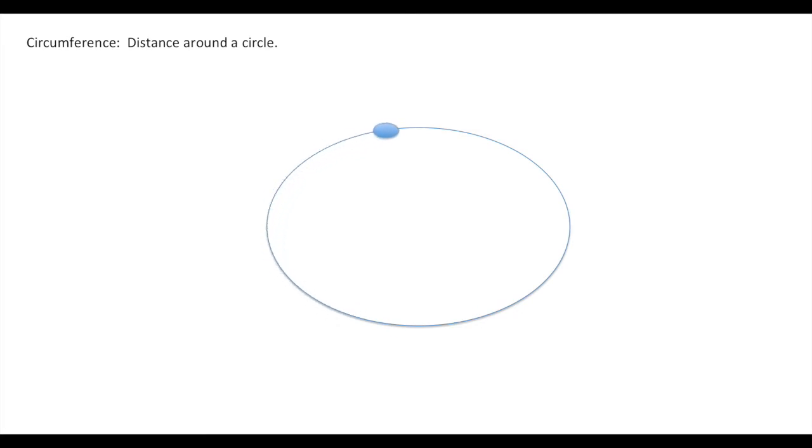Now, in other shapes, we refer to that distance around the shape as a perimeter. So, for example, if I wanted to know the perimeter of a triangle, I want to know the distance around it. All right. Now, a few things that we need to know about a circle.